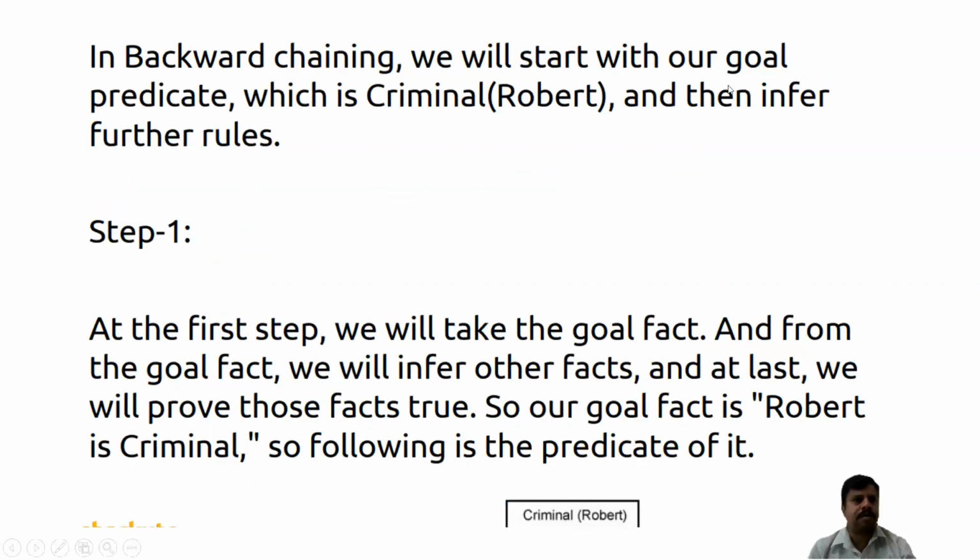In backward chaining, we will start with our goal and predicate, which is criminal, and then infer further back towards the rules. At the first step, we will take the goal fact. The goal fact is Robert is a criminal. That is the goal. We need to prove it backwards. From the goal fact, we will infer other facts, and at last we will prove those facts true. So our goal fact is Robert is a criminal.